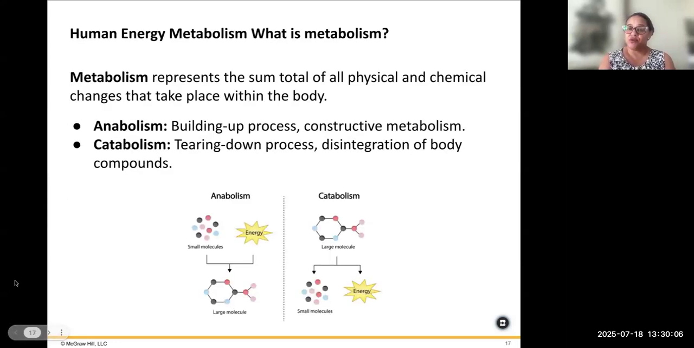Metabolism represents the sum total of all physical and chemical changes that take place within the body. It can be broken down into anabolism, which is all the processes that build up our bodies, constructive metabolism, and catabolism, which is our tearing down process. Sometimes things in our bodies need to be broken down, so disintegration of body compounds.